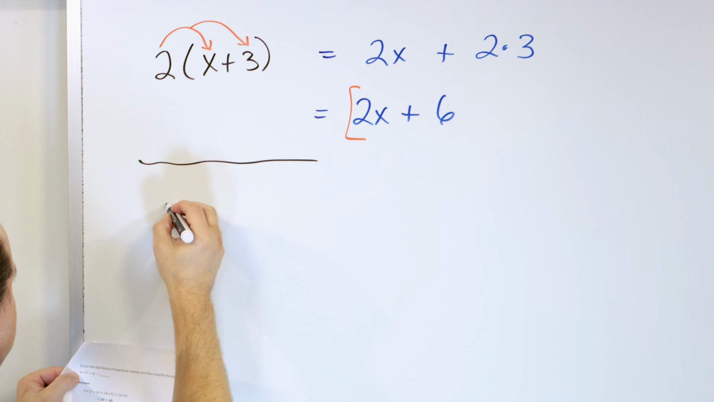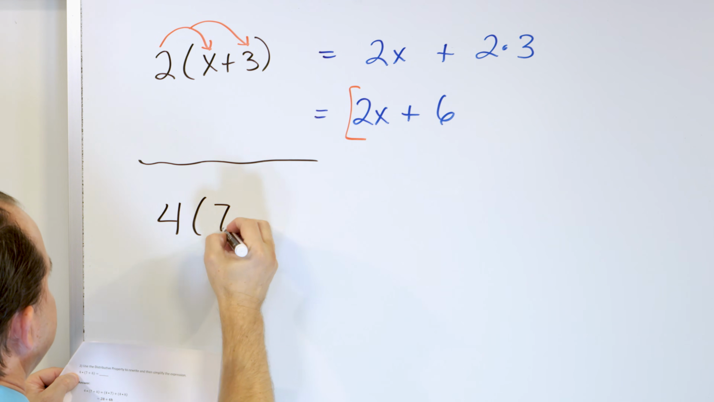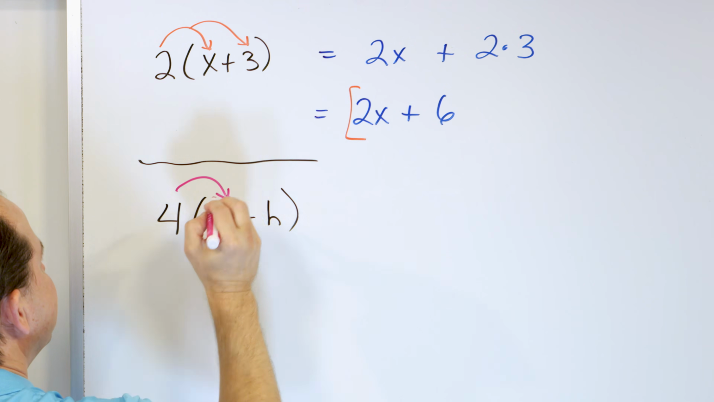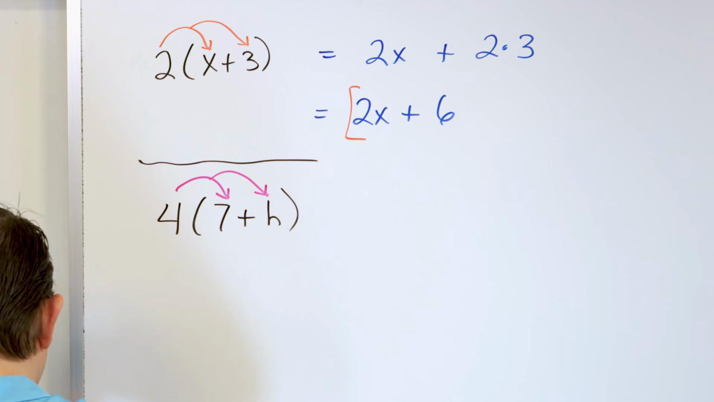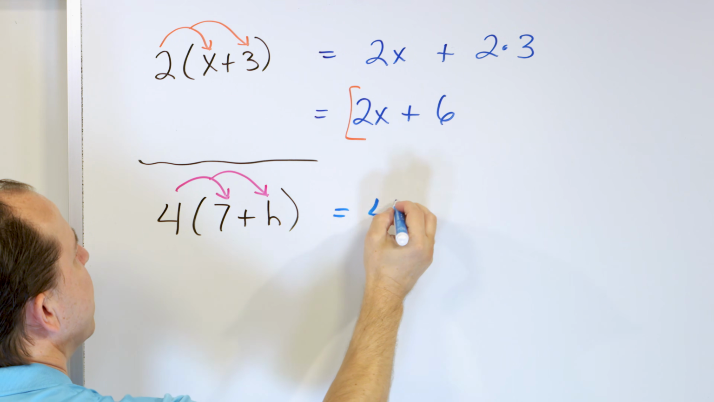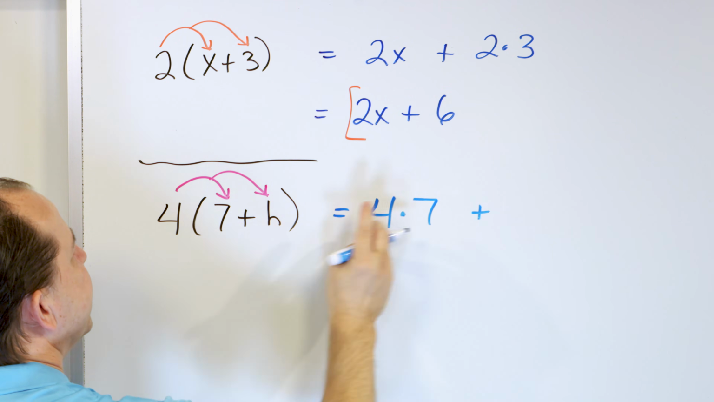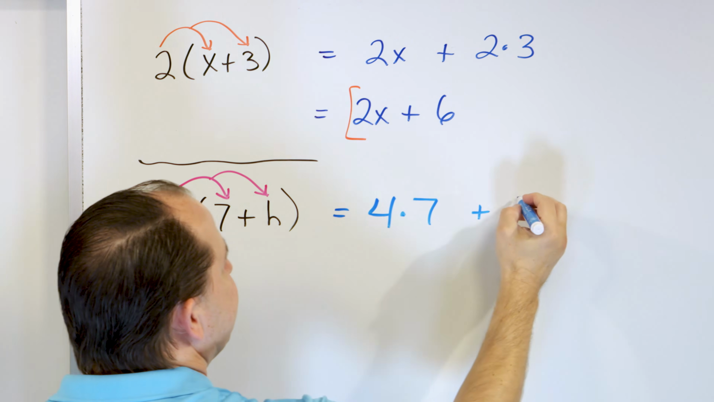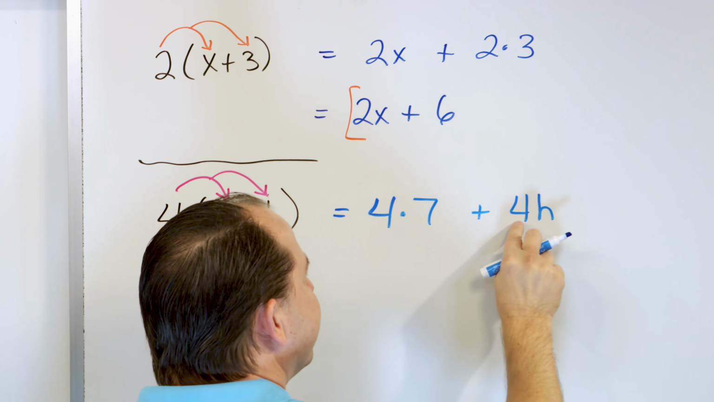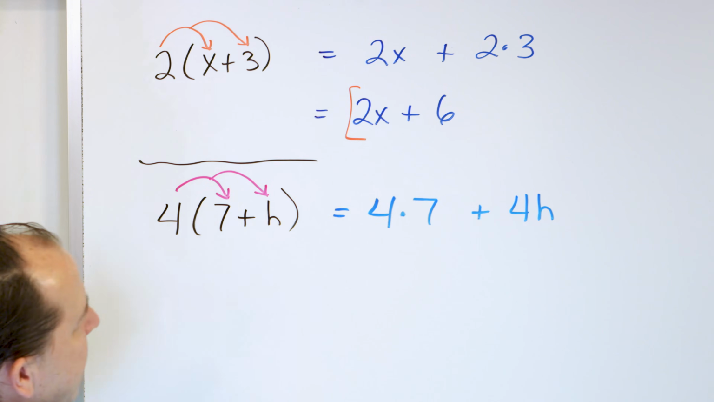Problem number 2. Let's say we have 4 times 7 plus h. So we're going to multiply in, right? What is 4 times 7? And then we're going to do 4 times h. And we're going to link it with a plus sign. So what do we have? 4 times 7. Plus sign comes from here. 4 times h. You could put a dot here if you want, but you don't need to, because when you write 4 right next to h, it means they're multiplied.